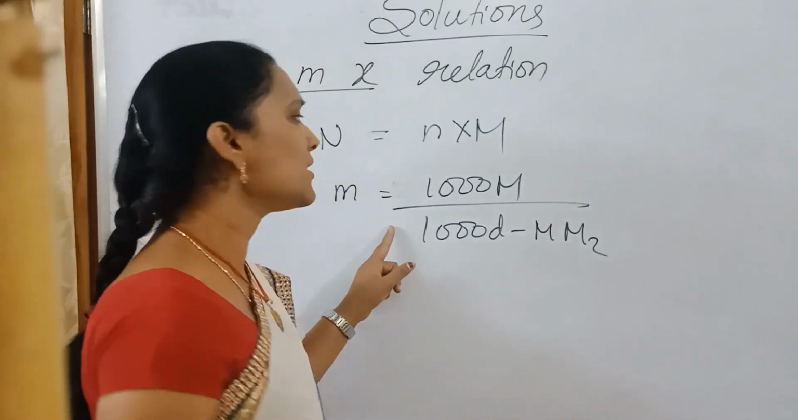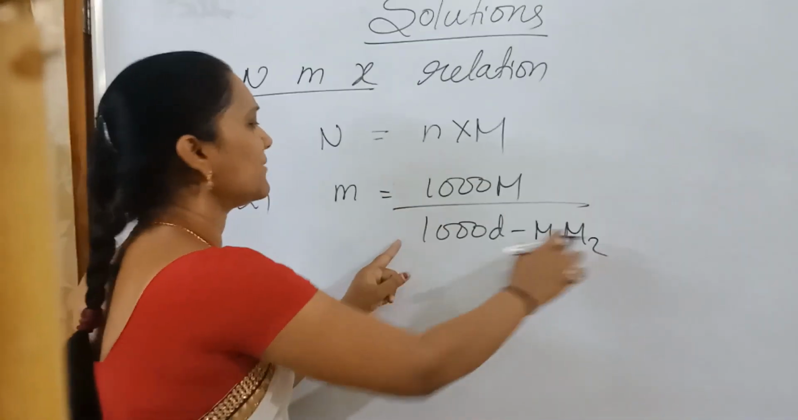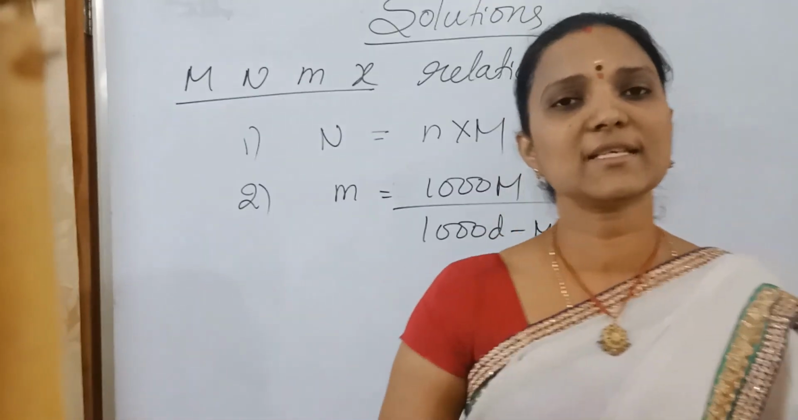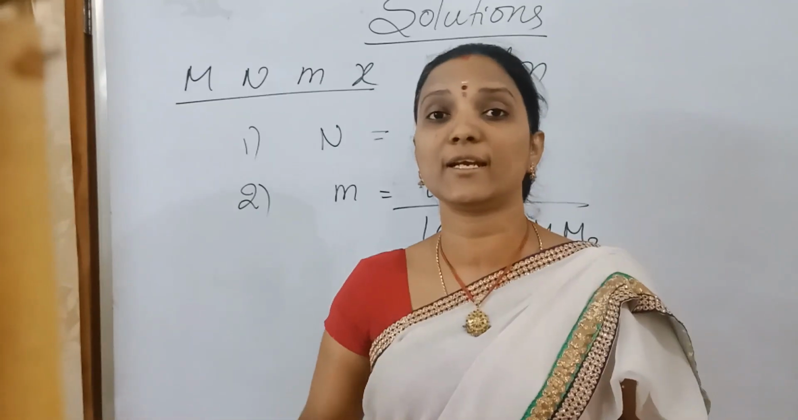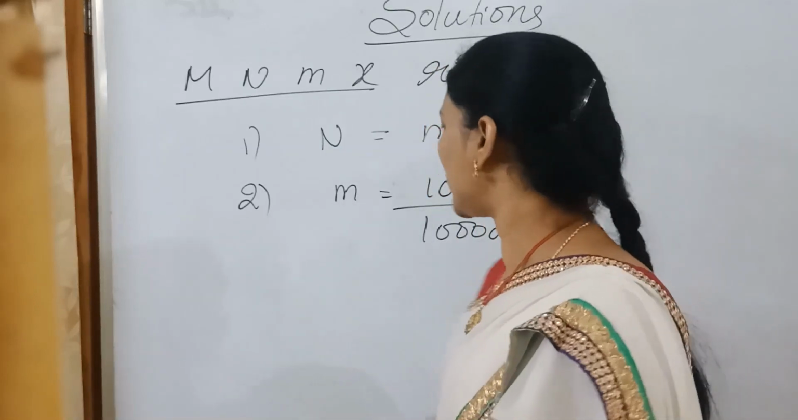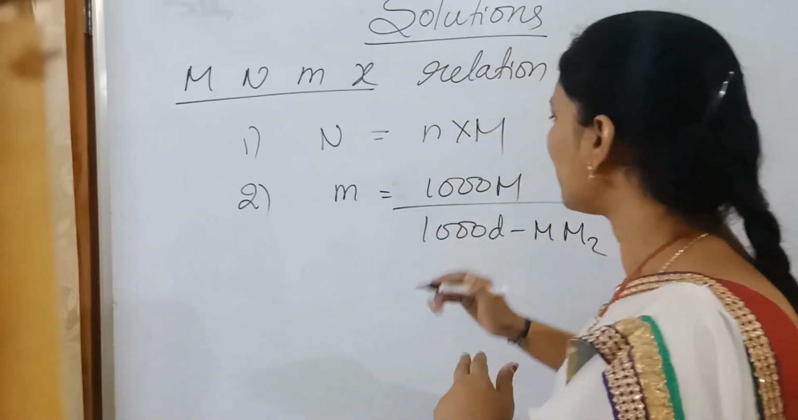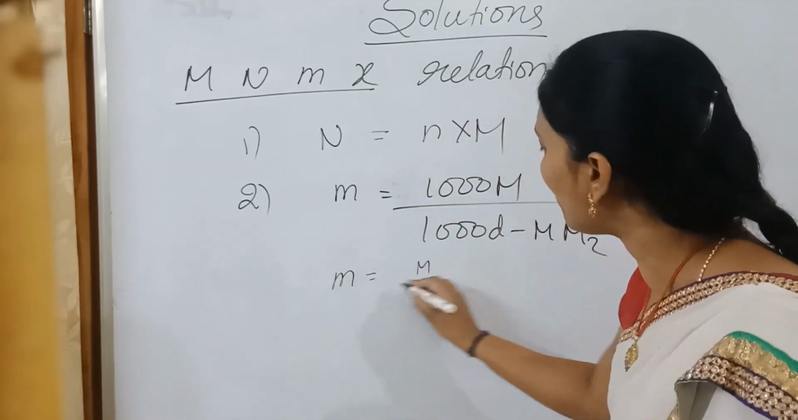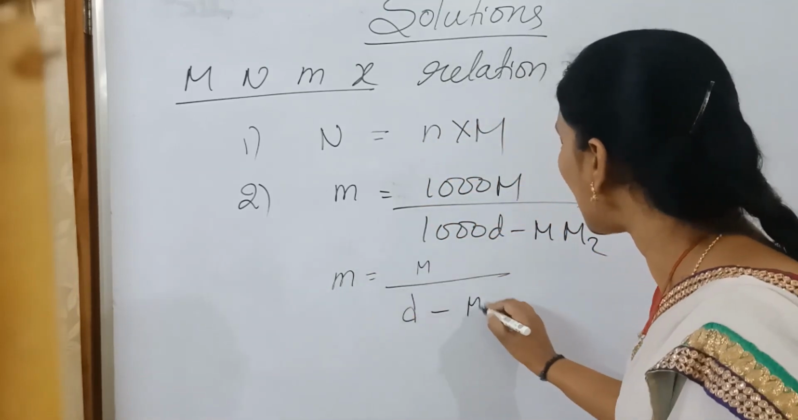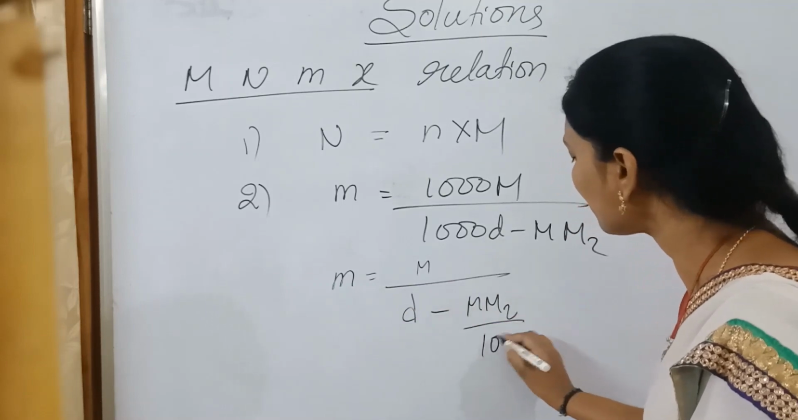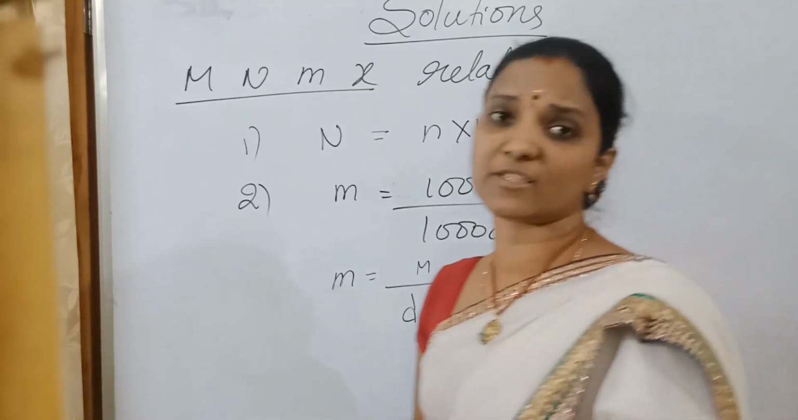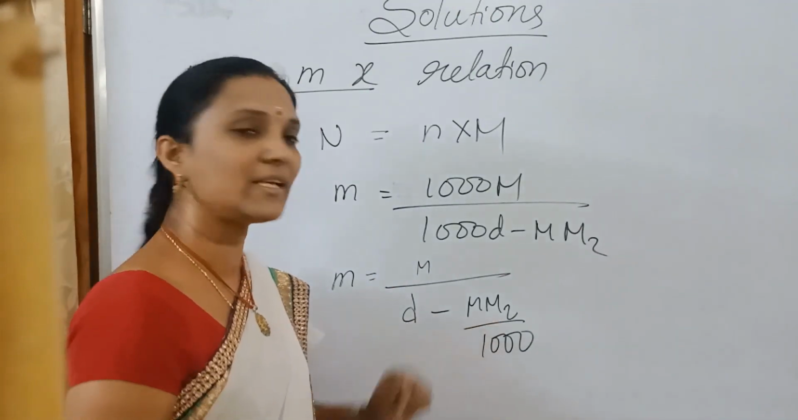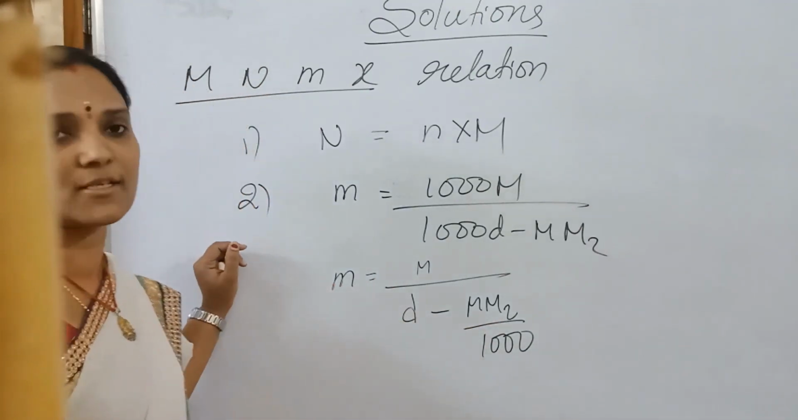So based on this, problems are there. If a problem asks, use this formula. Otherwise, one more question is possible: which of the following is the correct relation between molality and molarity? This is one relation, and we can simplify it, so an option like this is also possible: m is equal to M by (d minus M M2 by 1000). Can we use it like this? Molality is equal to M by (d minus M M2 by 1000). If this option is given, it is also correct.